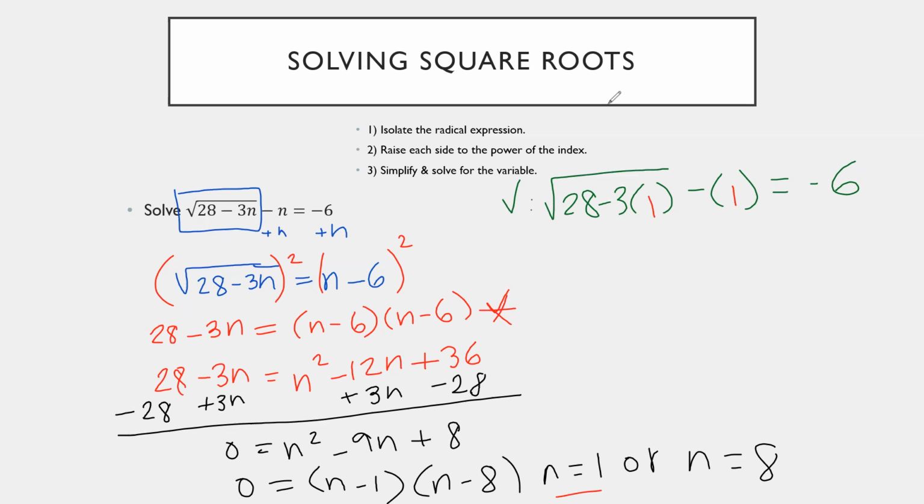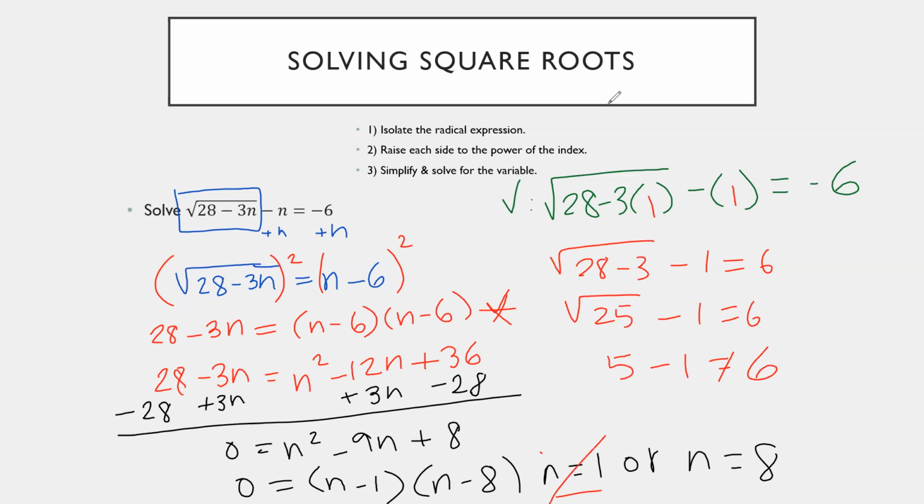Plugging it into my original equation, I will get the square root of 28 minus 3 times 1, minus 1, is equal to 6. 28 minus 3, that's 25. Square root of 25 minus 1, is that equal to 6? Well, the square root of 25 is 5. 5 minus 1 does not equal 6. So n is equal to 1 is definitely extraneous. It is not a true solution to this example.